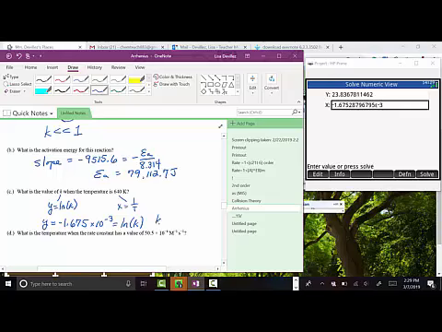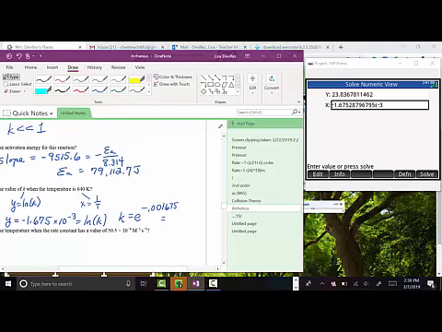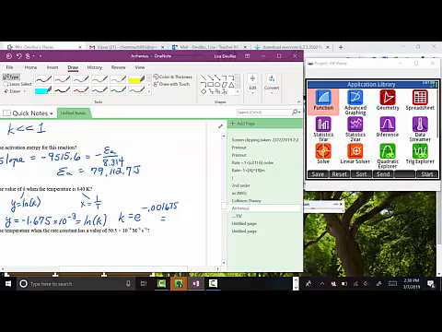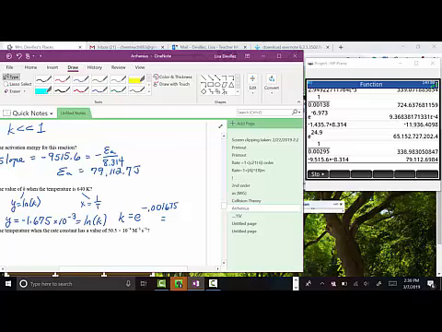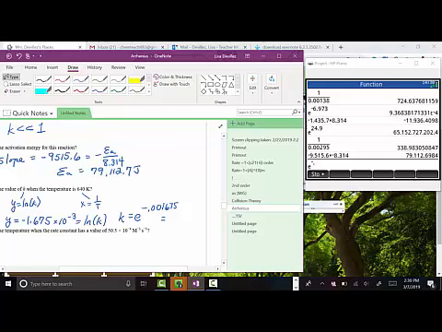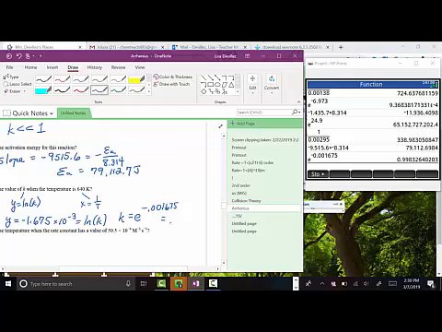All right, so that means k is equal to e to the negative 0.001675, and I'm getting 0.9983. Right? Okay.